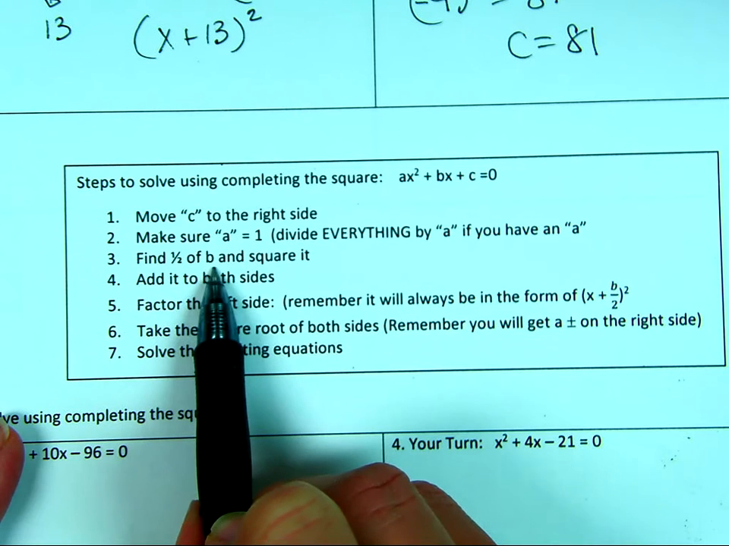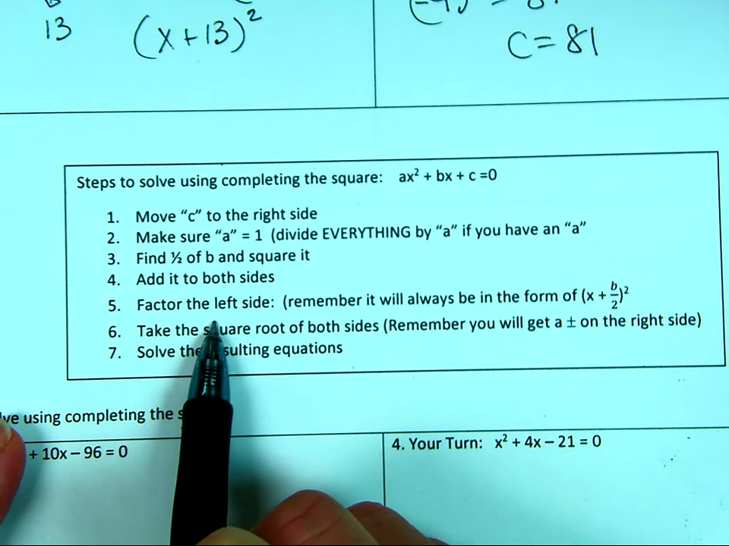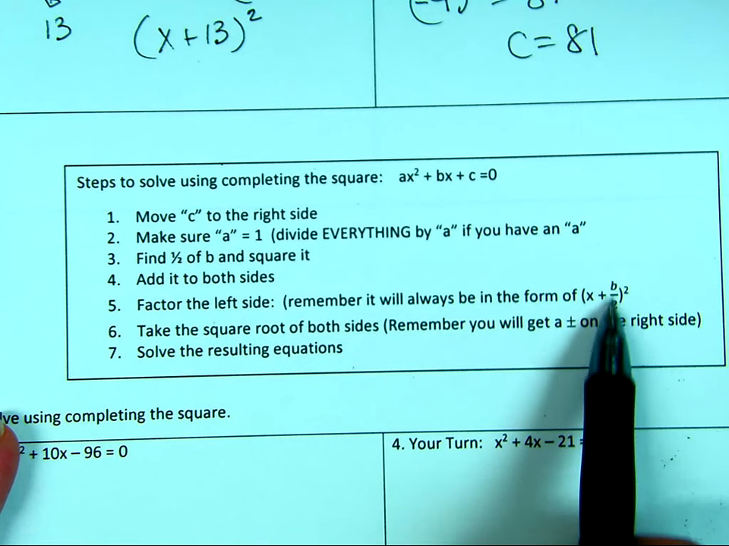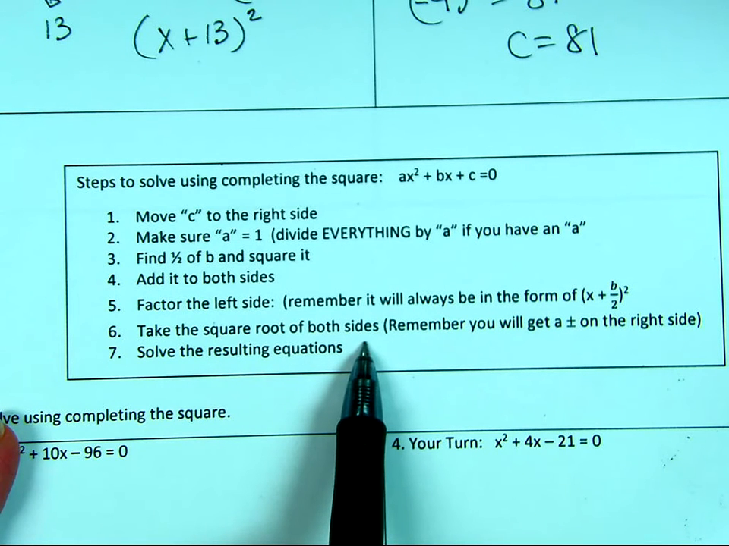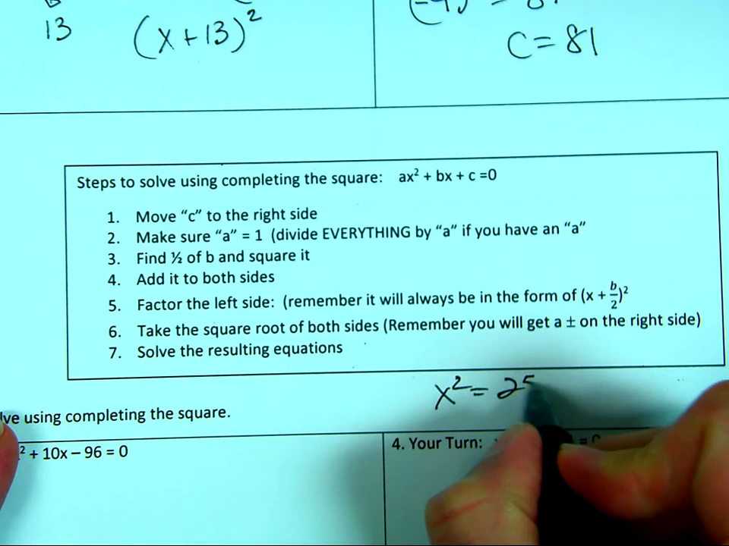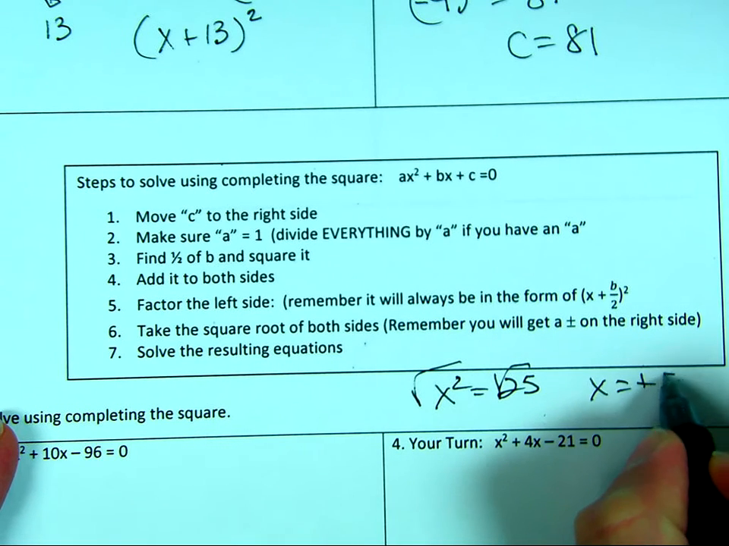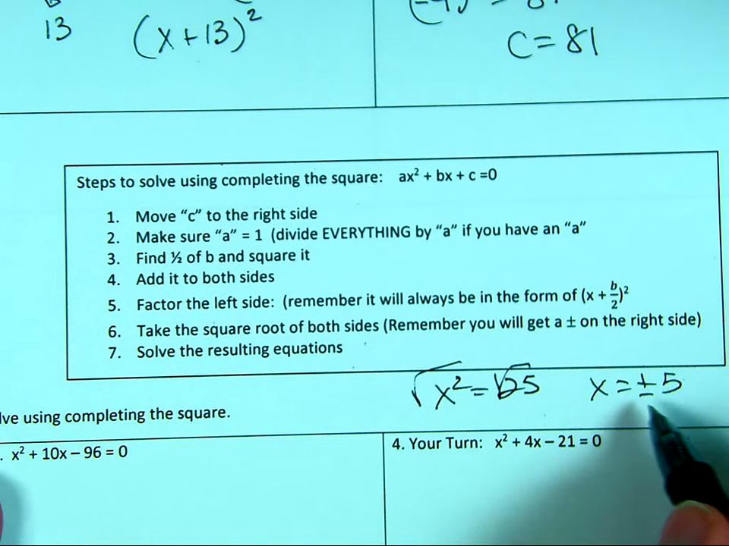We're going to take half of b, find half of b squared and add it to both sides. Then we're going to factor the left side. It's going to be that nice, pretty trinomial square pattern. It's always going to look like this. Half of b is going to go inside. And then we're going to take the square root of both sides. We're going to remember that when we take the square root of both sides, like we talked about last time, if x squared equals 25, and we take the square root of both sides, there are 2 answers. There's a positive 5 answer and a negative 5 answer. Those were the easy ones. Today it's going to be a little more complicated because we're going to have adding or subtracting along with that.